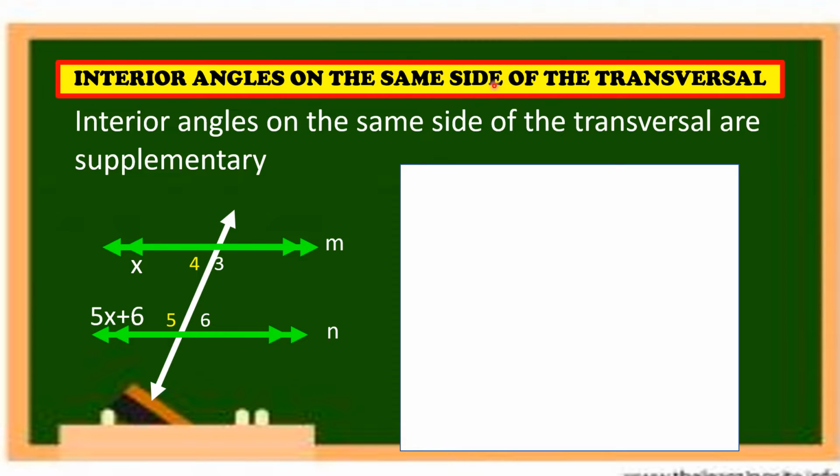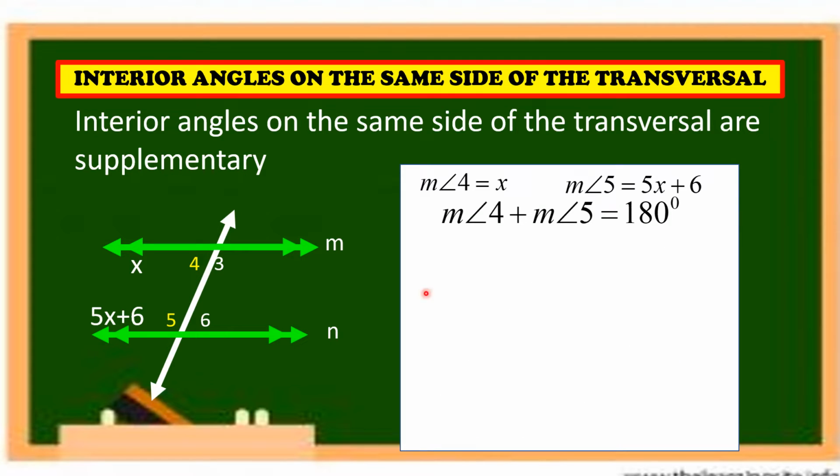Interior angles on the same side of a transversal are supplementary. What are the interior angles on the same side of a transversal? We have angle 4 and 5, angle 3 and 6. What is the measure of angle 4? The measure of angle 4 is x, and the measure of angle 5 is 5x plus 6. Then, the measure of angle 4 plus the measure of angle 5 equals 180 degrees.